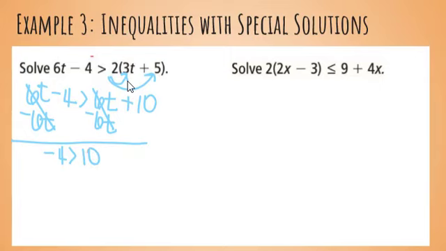So I'm left with negative 4 is greater than 10. So now we have to think, is the number negative 4 greater than 10? And here it is not. This is not a true statement. So when we get a false statement like this, our answer is going to be no solution.